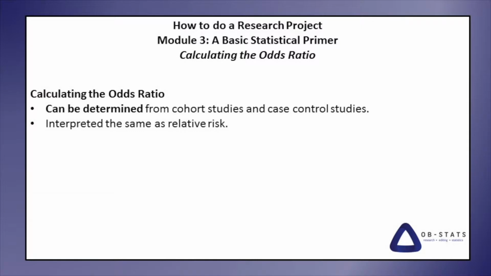The odds ratio can be calculated from both cohort studies and case control studies. The odds ratio is interpreted in the same manner as relative risk.